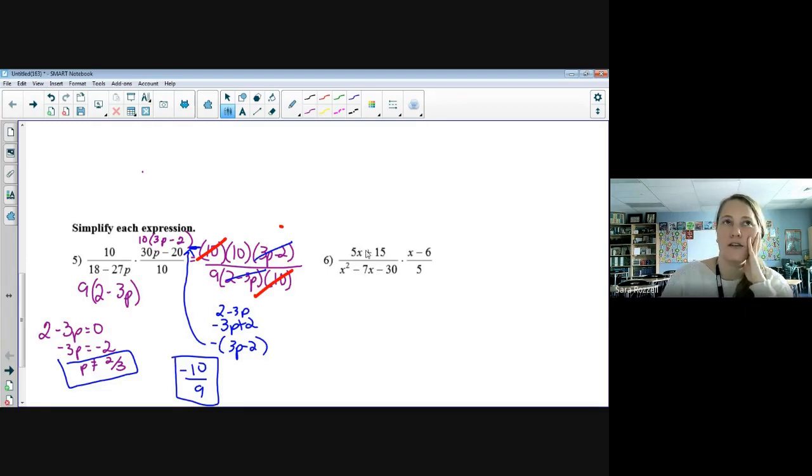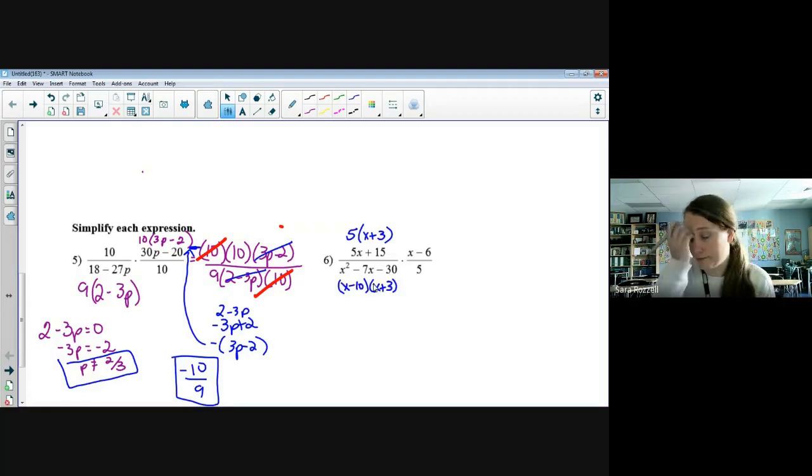All right, what comes out of our first set in the top left? What comes out of both of those numbers? A 5. So let's go ahead and pull our 5 to the front, and then you have x plus 3. This is a quadratic, right? So what multiplies to 30 and adds to 7? 10 and 3. So x minus 10, x plus 3. Sometimes when I'm doing these problems, once I've factored something, I like to scratch it out so I know that now these are the things that I'm left with on top. These are the things I'm left with on the bottom.